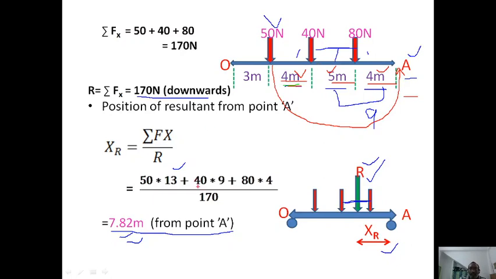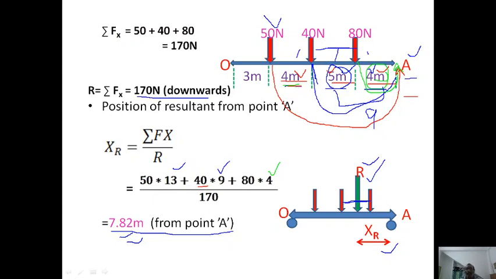And similarly for the 40, how I will get this 5 meter, because 40 is here, so this is coming from this point to this point. Therefore, I need to take the measurements from this point onwards towards the A. Therefore, 5 meter and 4 meter. So you got 5 plus 4, 9 meters. For the 80 Newton, only one distance is available towards the A, that is 4 meters. So I am taking for this 80 as 4 meters.